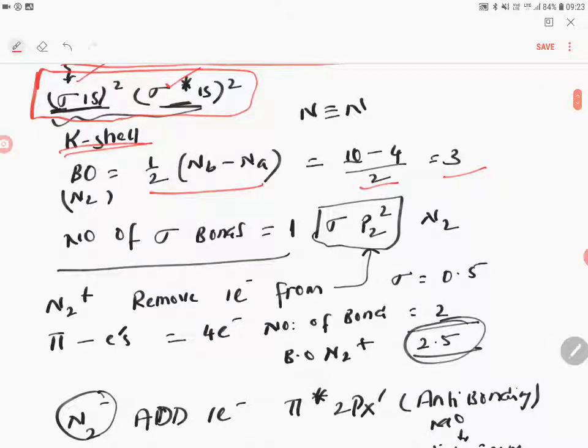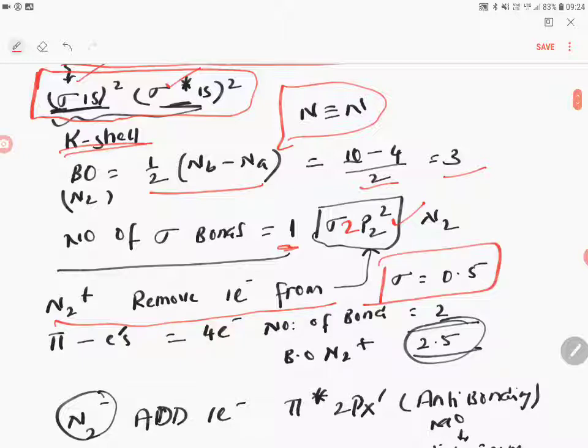Therefore, the number of sigma bonds is equal to 1, accounting that sigma 2pz2 has 2 electrons. Because of this, nitrogen has bond order 3 and a triple bond. Now, coming to N2 plus, we'll have to remove one electron from sigma 2pz2. If you remove one electron from 2pz2, the number of bonds 1 will become 0.5.